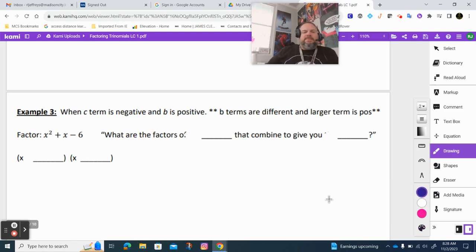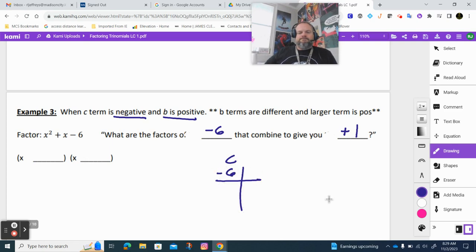So the C term is negative. The B term is positive. The B terms are different, and the larger term is positive. So we need to think, what are the factors of negative 6 that combine to give us positive 1?